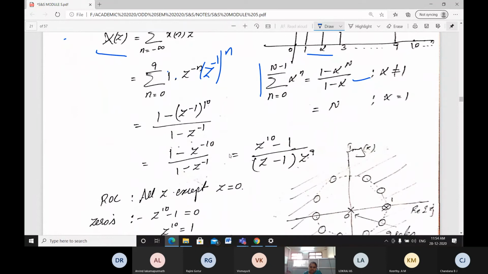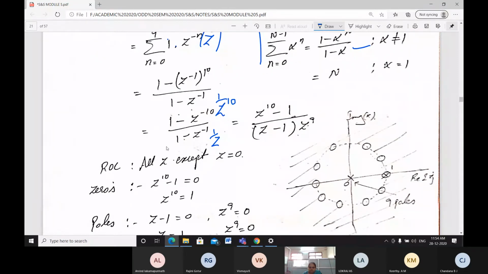Then solving this, if I write the equation in terms of z, what you have to do for that is write 1 divided by z power 10. Here 1 divided by z I can write, take the LCM, do a small simplification, and you will be getting z raised to 10 minus 1 divided by z minus 1 into z raised to 9. Then where is our region of convergence going to exist?